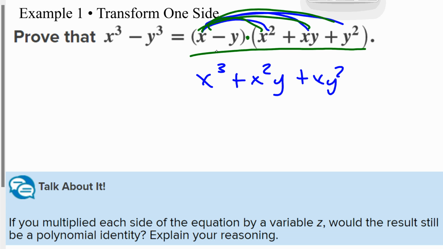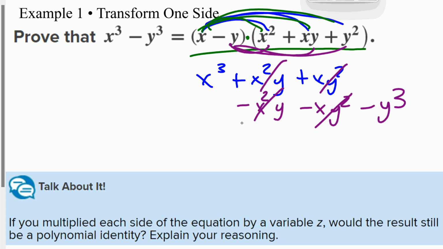And now I'm going to distribute this negative y to all three. So I get a negative x²y, a negative xy², and then I get a negative y³. So these would cancel, right? And I get x³ − y³, and that is what the left side equals.